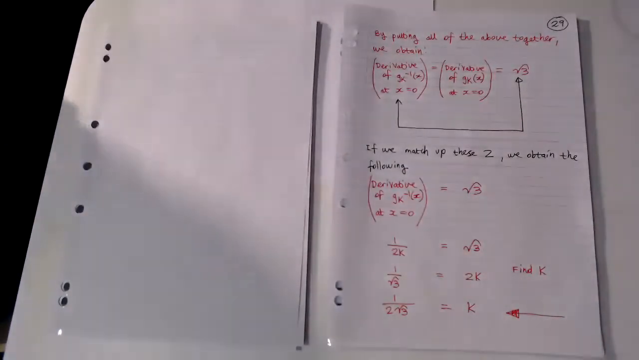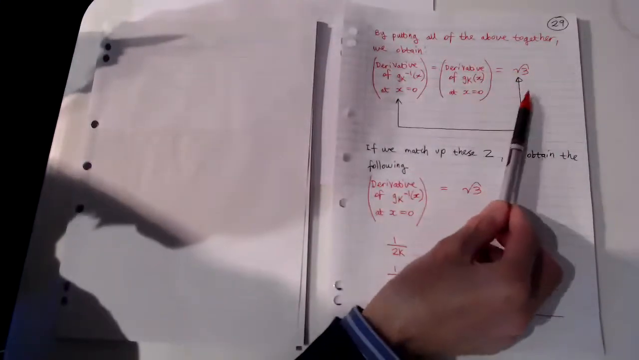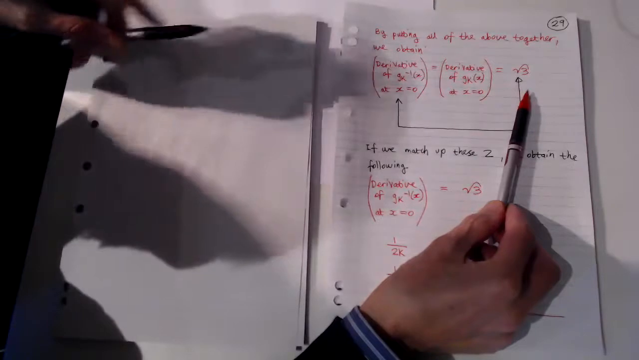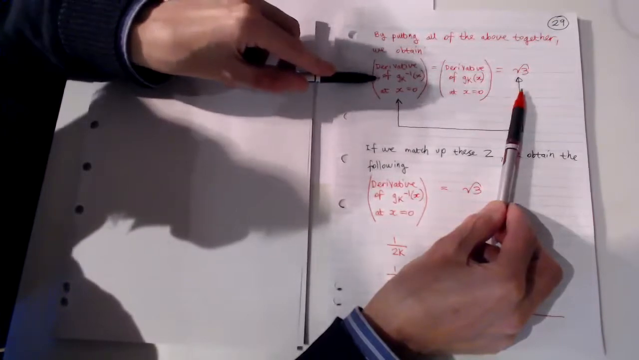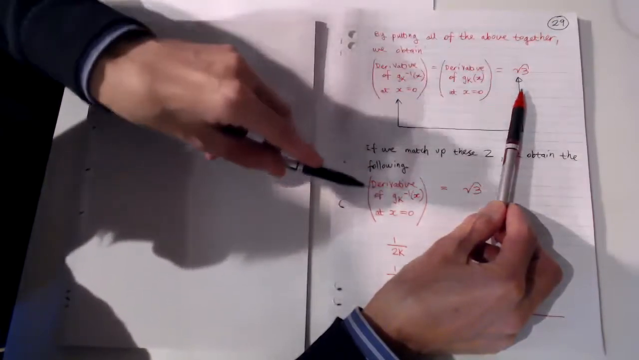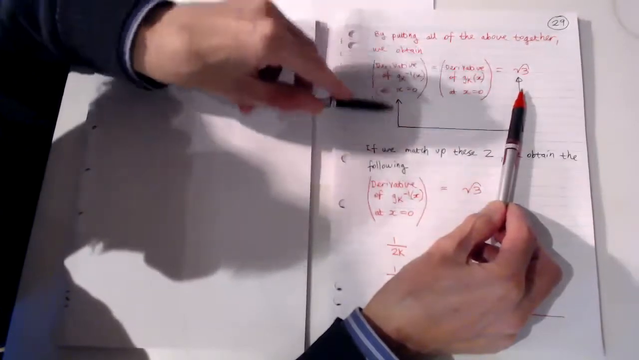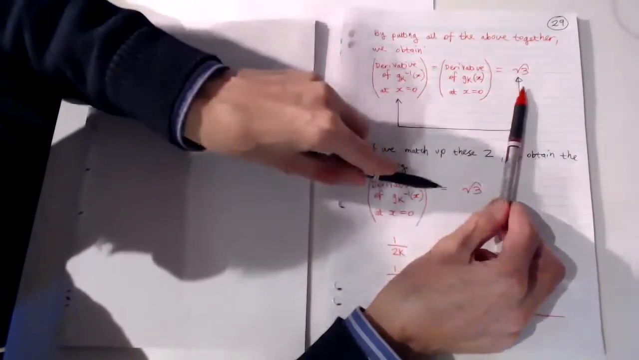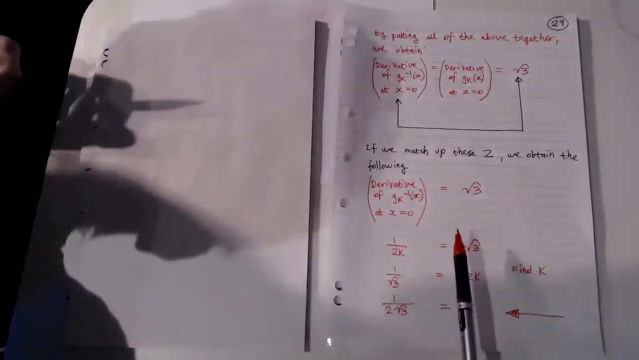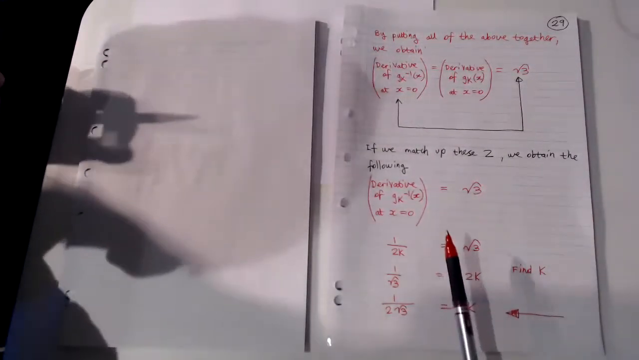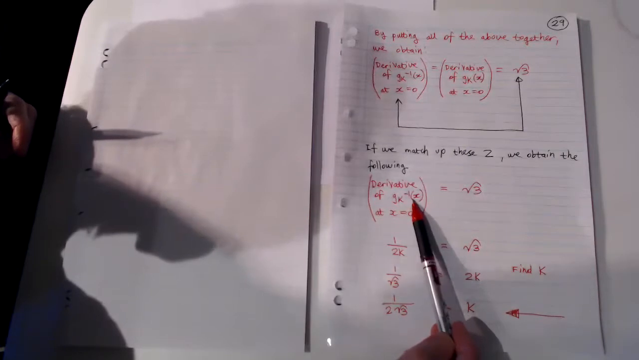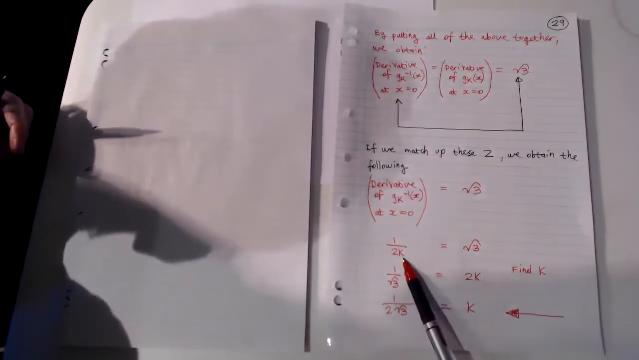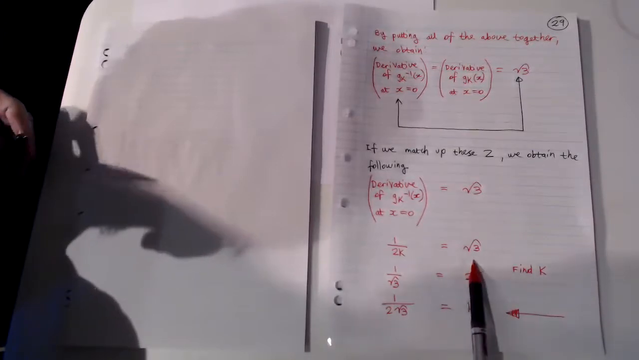Now, as you can see, in this question, we have already matched up these two. Now we need to match up these two. So we match up these two and we get the derivative of gk inverse at x equal to 0 is equal to root 3. Now, from our earlier calculation, according to our CAS calculator, the derivative of gk inverse function at x equal to 0 was 1 on 2k, and that's equal to root 3.